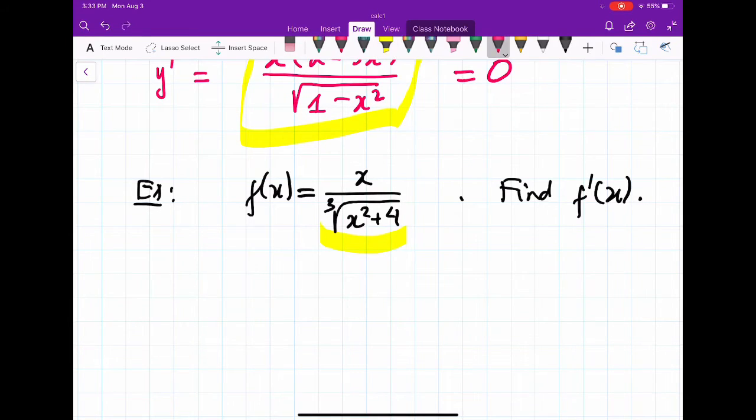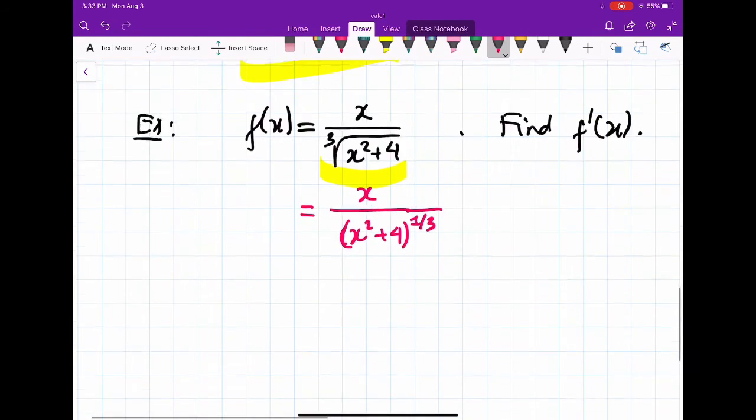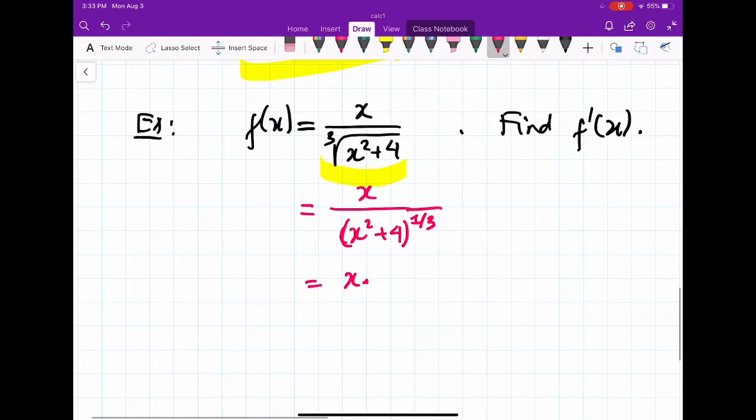Look at this. I have x divided by x squared plus 4 to the 1/3, right? And that is nothing but x times x squared plus 4 to the negative 1/3. You see, you already have a product. And now you can use the product rule to find the derivative. How about that?